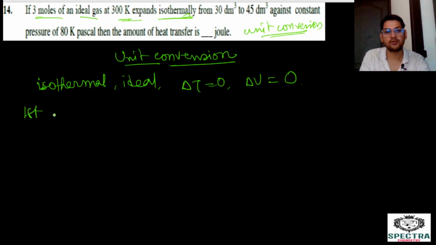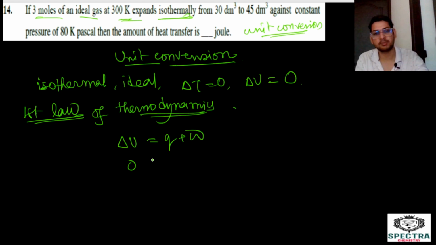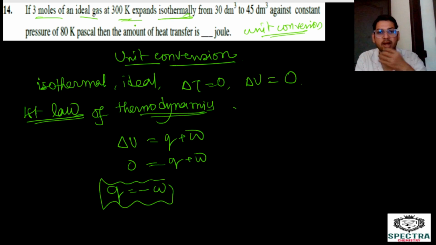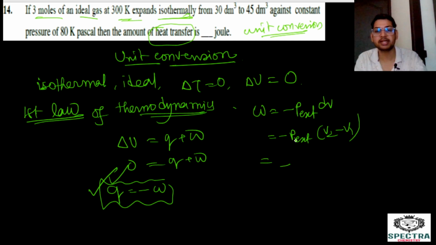So from the first law of thermodynamics, we can write that delta U equal to Q plus W, and delta U is 0 because it's an isothermal process, so 0 equal to Q plus W and Q equal to minus W. We have to find the amount of heat transfer, that means we have to find Q, and Q is minus W. Now I have to calculate W. W is equal to minus P external dV, or minus P external (V2 minus V1), where V2 is the final and V1 is the initial volume. So P external is given.